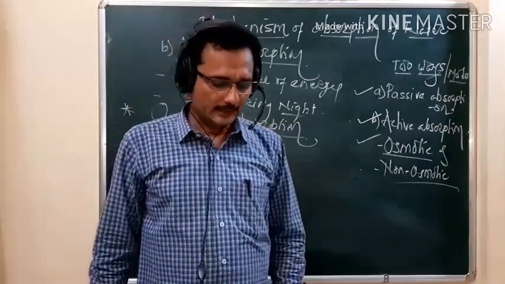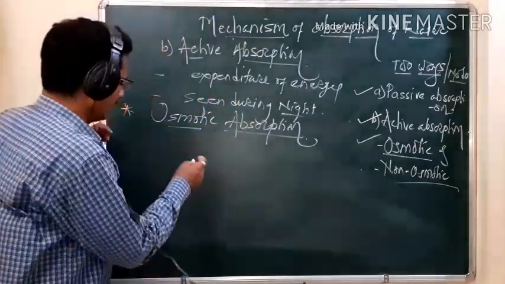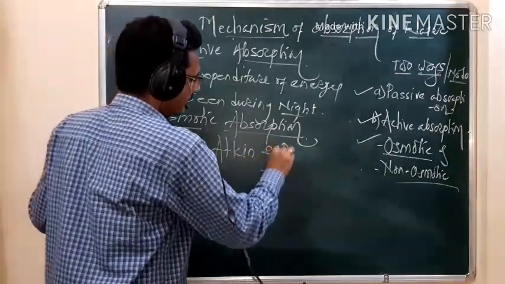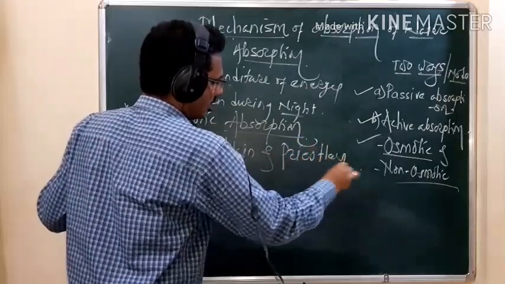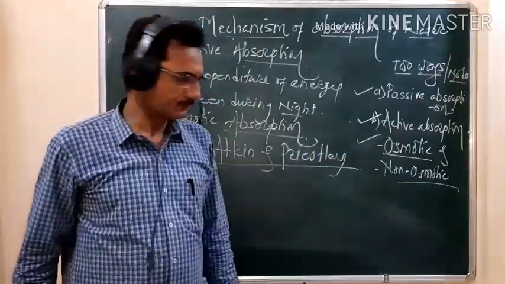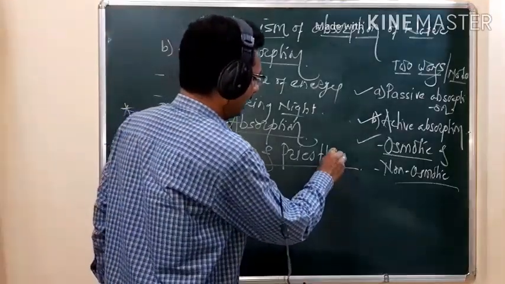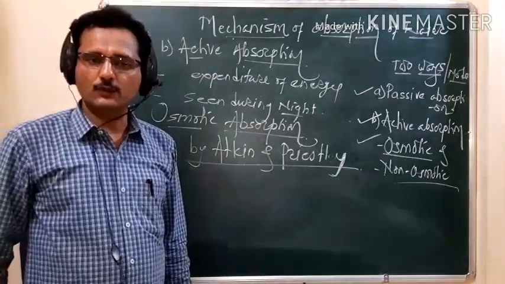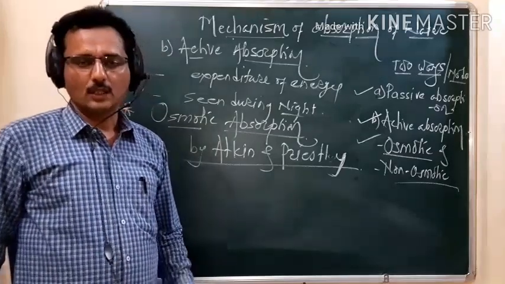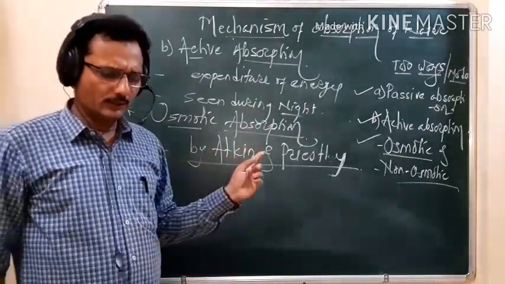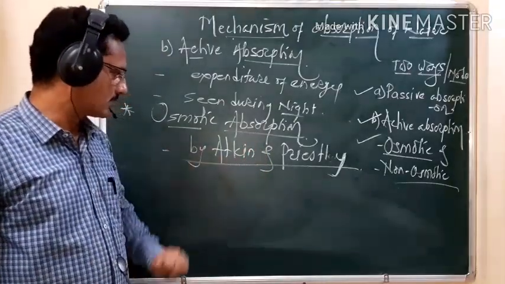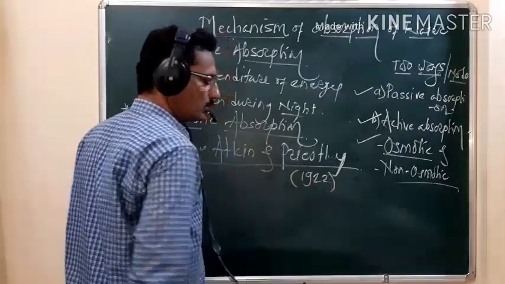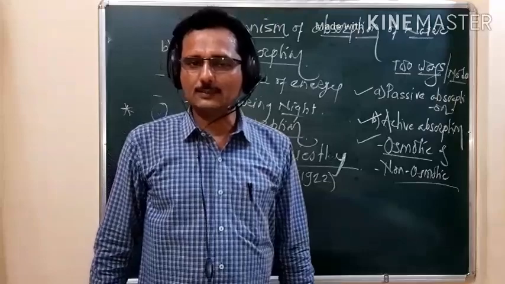It was given by the scientists Atkin and Priestley. Atkin and Priestley put forth a system of active absorption seen in the plant body. According to these scientists, in 1922, they observed how the water is absorbed in the plant body.